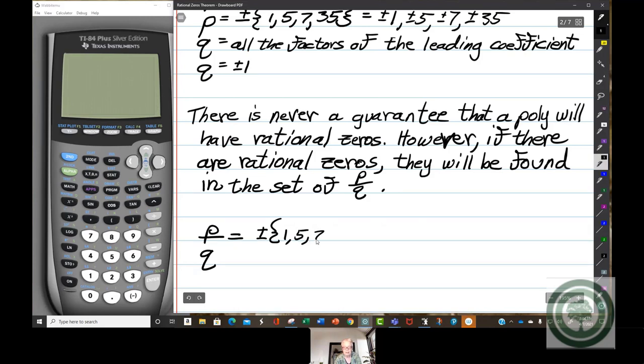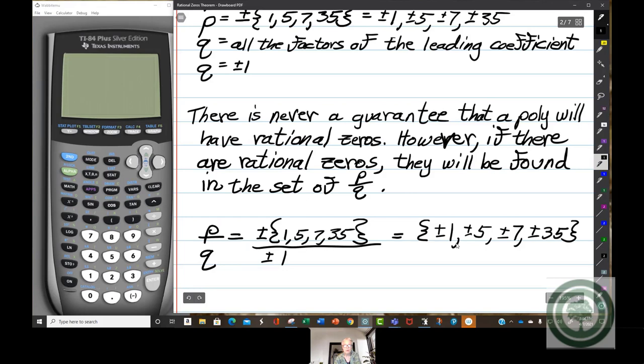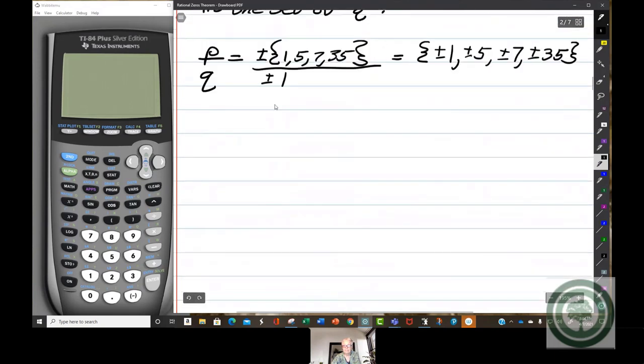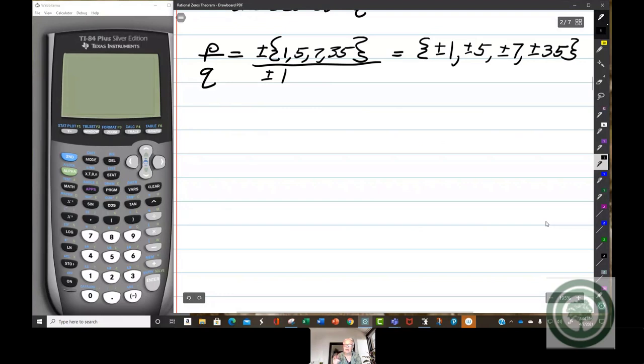1, 5, 7, and 35 over plus or minus 1. Well, any number over 1 is just itself. So our P over Q set is going to consist of plus or minus 1, plus or minus 5, plus or minus 7, plus or minus 35. That only happens when your leading coefficient is 1, which doesn't always happen. All right, if there are rational zeros, I'll find them there.